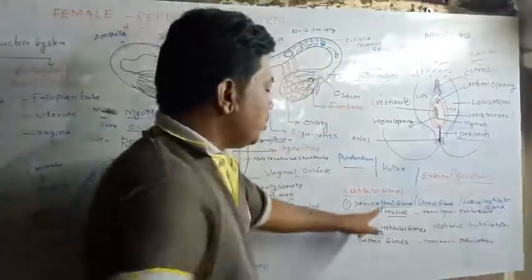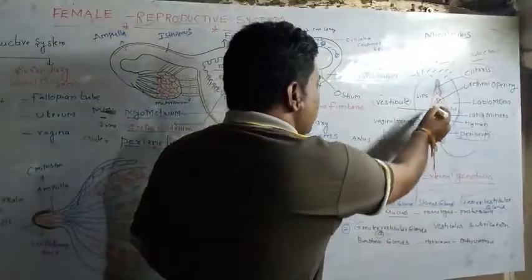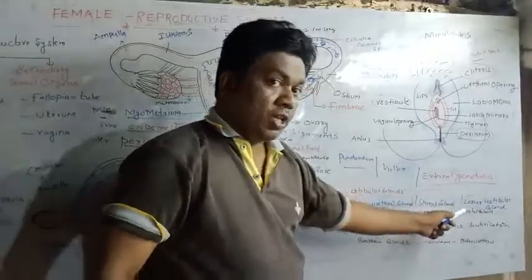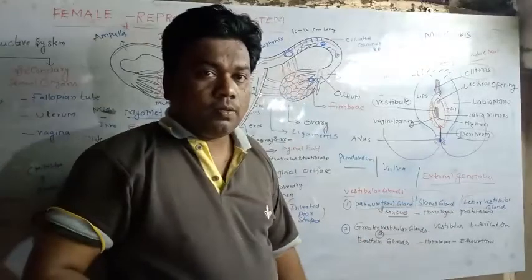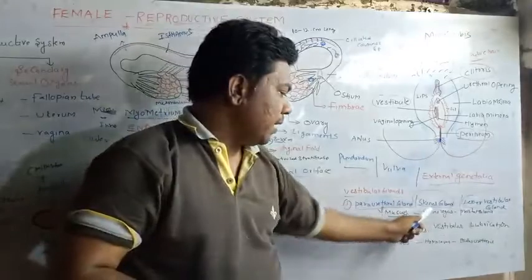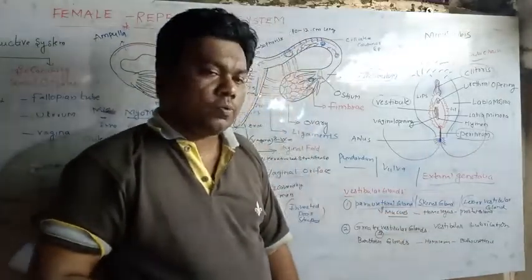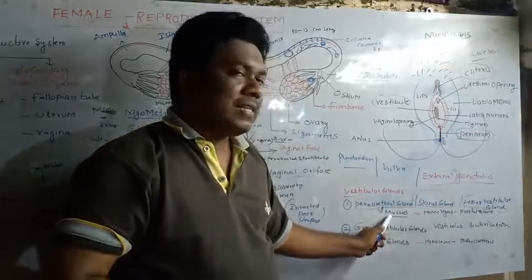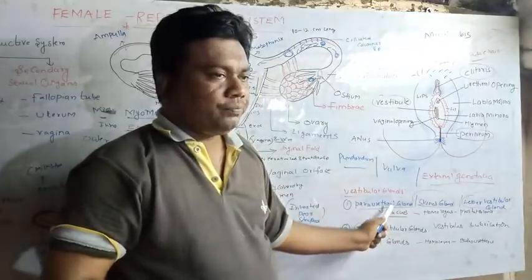The paraurethral glands are located near the urethra, in this region. It is also known as the lesser vestibular gland. It is homologous to the prostate gland. Okay, just as the prostate gland is present in the male, beta, who plays that role here? The paraurethral gland. That's why it is known as homologous to the prostate gland. The paraurethral gland or Skene's gland is responsible for the secretion of mucus. That is the function of this gland.